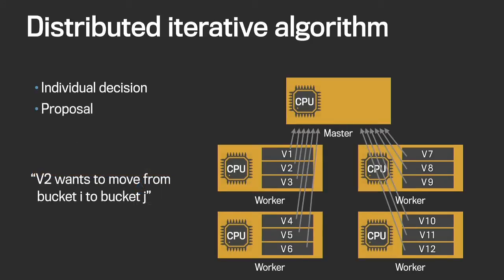After each vertex has decided where it wants to move, it will basically send that proposal to the master. Again, we will not be able to store every single proposal on the master because it's on the order of the number of vertices. So what we're going to do is aggregate it in a matrix that will represent how many vertices want to move between pairs of buckets.